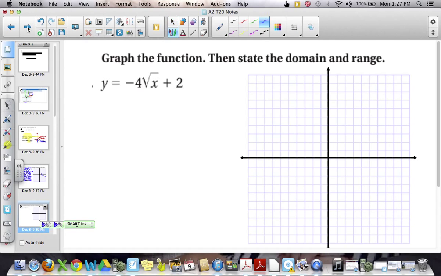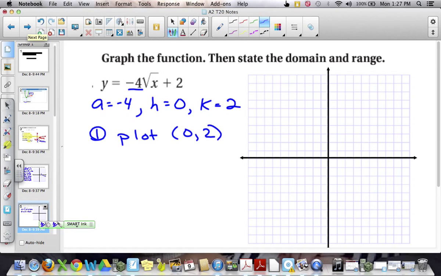All right, so for this one, we have a is going to be -4. Now, notice that there is nothing subtracted from x under the square root. That means that h is equal to 0, and then k is equal to 2. So step 1 is to plot hk. That's going to be 0, 2. So we go 0 to the right and up 2. There's your starting point of your graph.